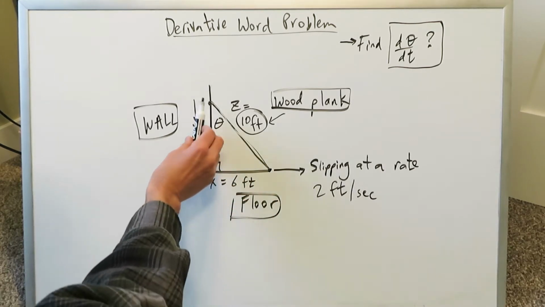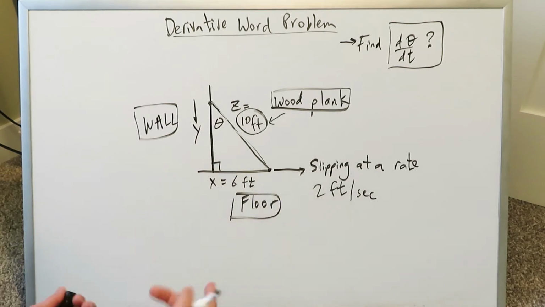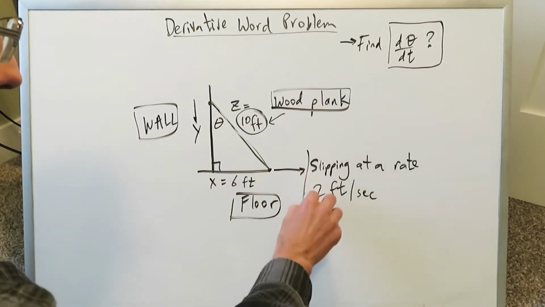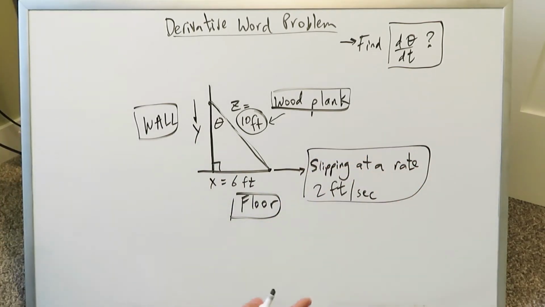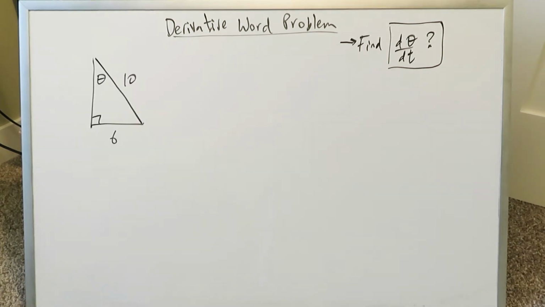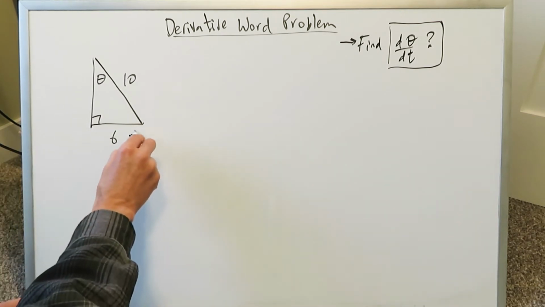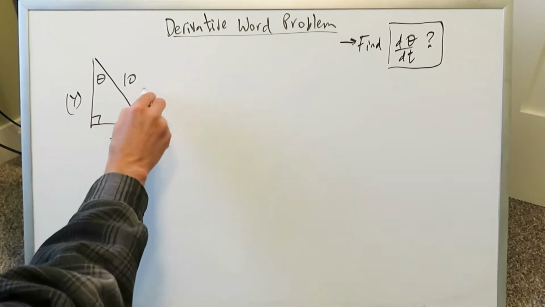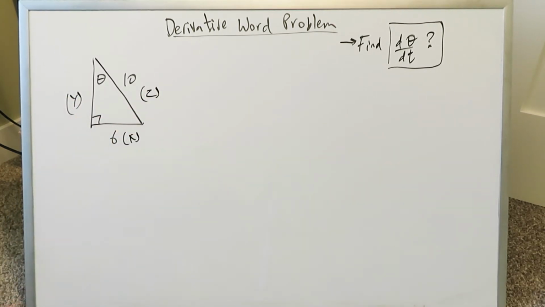We don't have the angle, we don't have this, but we easily can determine that. It's not hard. We have a slipping rate here of 2 feet per second. So let's start working on this problem. By means of the wooden plank against that wall at a certain angle, we're also creating a right triangle. Let this side be x, let this side be y, and this z as we had originally determined it to be the case.